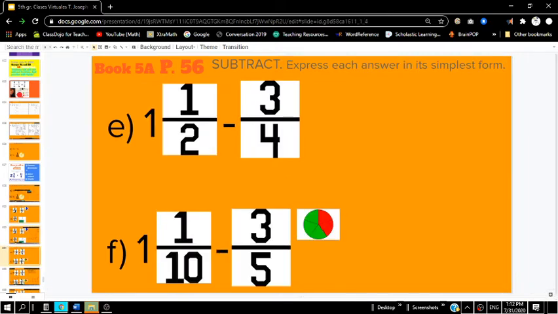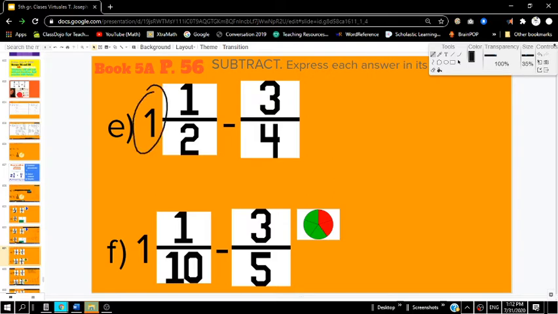Let's go on to the next problem, letter E. Now these are a little bit more complicated because we have whole numbers. You'll see the whole number is represented right here. 1 1/2 minus 3/4.